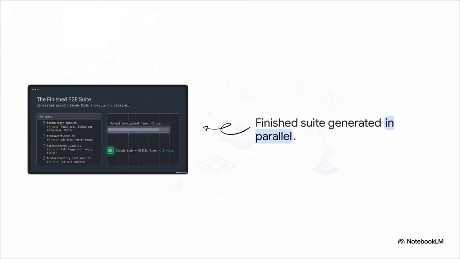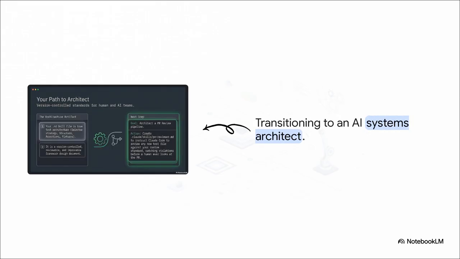Because we use subagents, this entire finished suite was generated in parallel across login, cart, checkout, and inventory tests. Every single file conforms perfectly to that strict architectural standard we set up earlier. When you adopt this workflow, you're no longer just a coder. You're an AI systems architect. Your skill file becomes your actual test architecture.